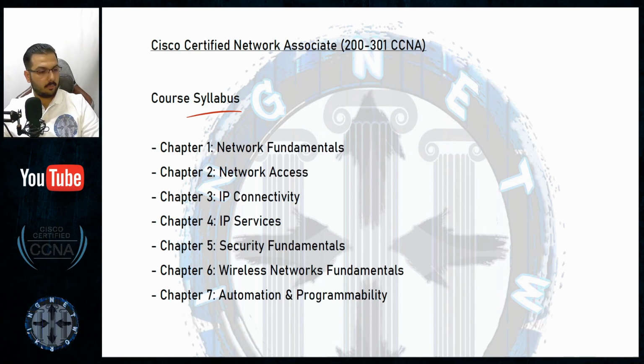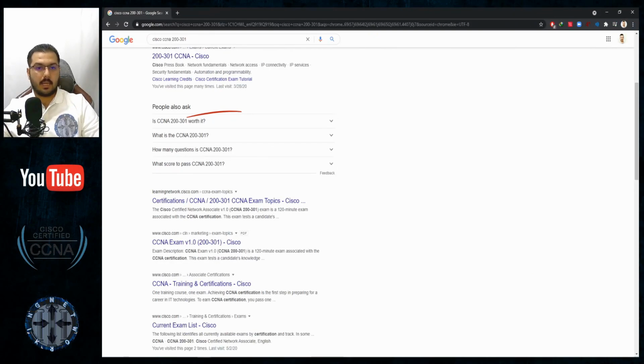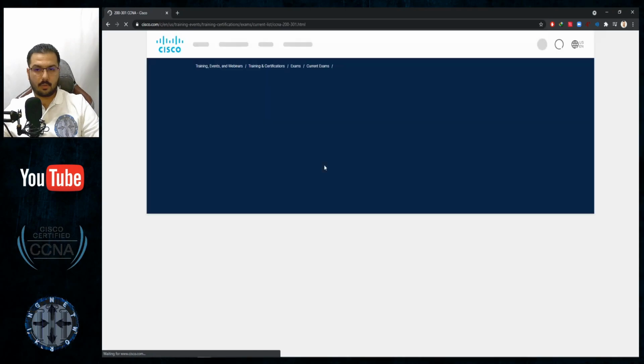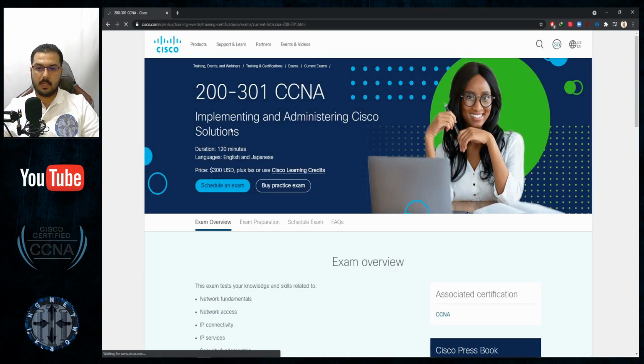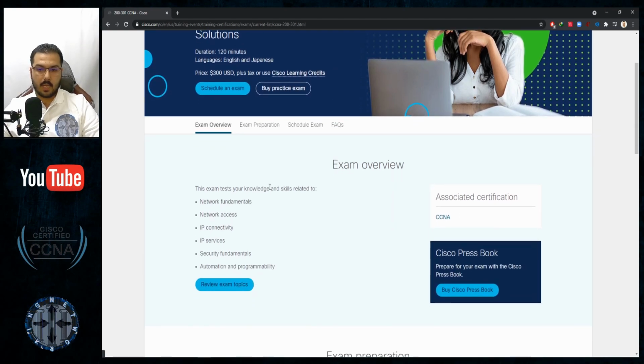What does the word blueprints mean? It means that if I went to google.com and typed Cisco CCNA 200-301 and hit enter, I should find a couple of results. I don't want you to imagine that, I will show you in a minute. Like this one, it's the Cisco CCNA from cisco.com, and this is the welcoming page of it, and you can come and review the exam topics.